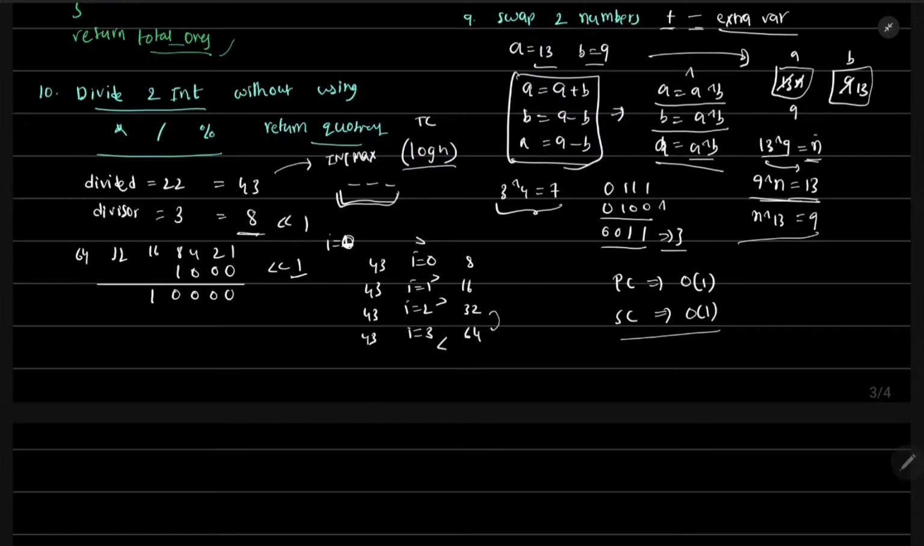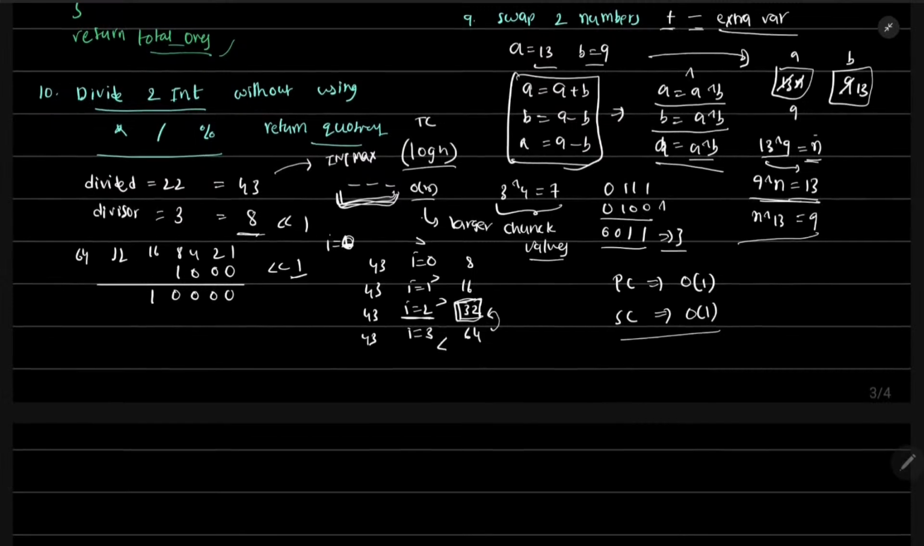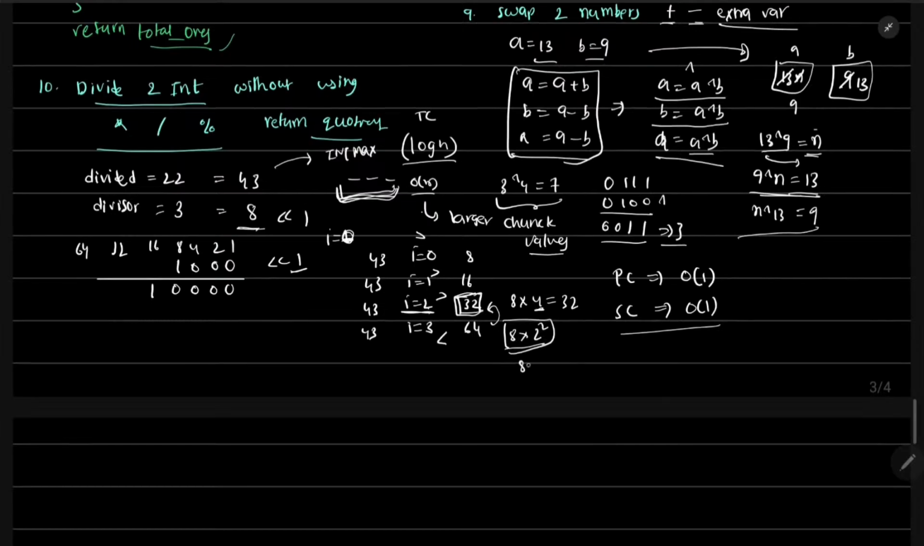Now I go one step back, and I will subtract this value. So instead of subtracting 8 directly big O of n times, I will subtract the larger chunk values. Subtract larger chunk values to eliminate the number and find the quotient quickly. Now I know 8 into 4 is equal to 32. What is 4 here? 2 squared. How is i related here? You know this: 8 into 2 power i. So 4 is the quotient here.